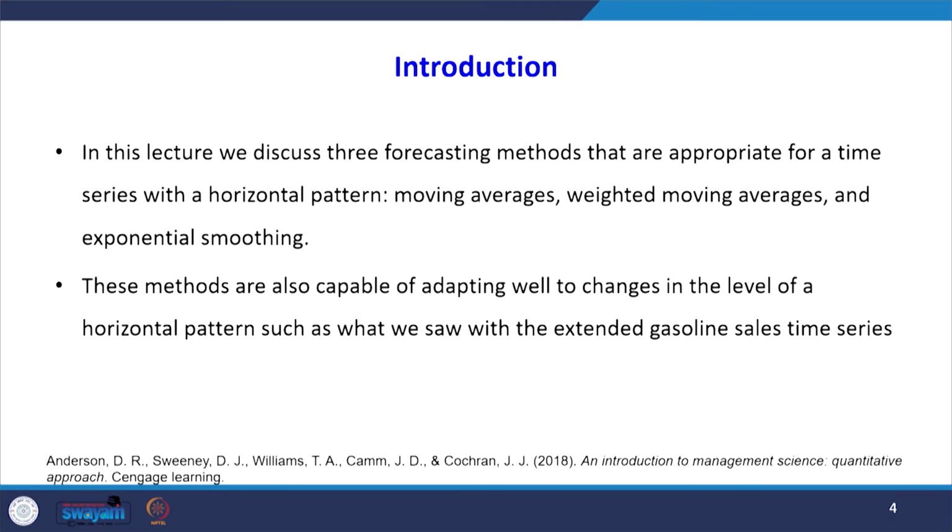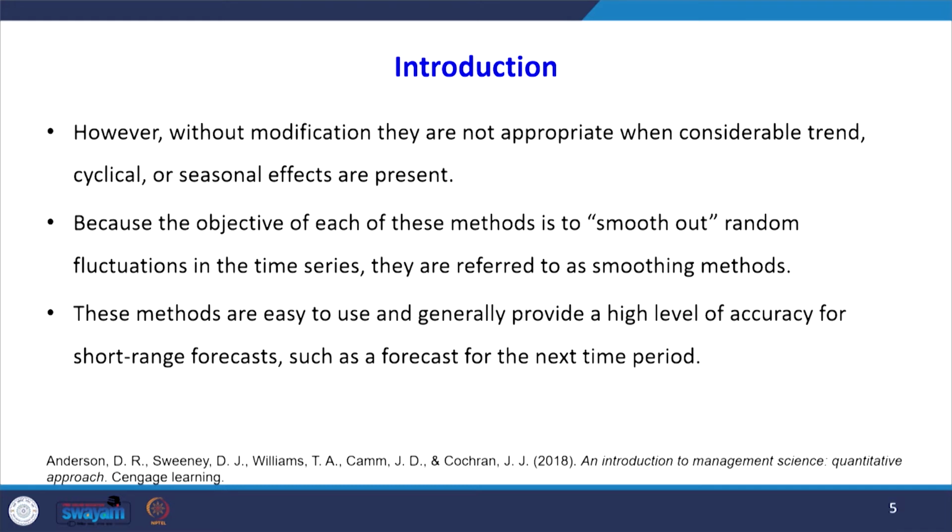So, in this lecture we discuss three forecasting methods that are appropriate for time series with a horizontal pattern: moving averages, weighted moving averages and exponential smoothing. These methods are also capable of adapting well to changes in the level of a horizontal pattern, such as what we saw with the extended gasoline sales time series. Whenever the data follow a level, whenever there is a horizontal pattern, and a horizontal pattern need not be an exactly straight line, it may be like this, then the moving average, weighted moving average and exponential smoothing methods are more suitable.